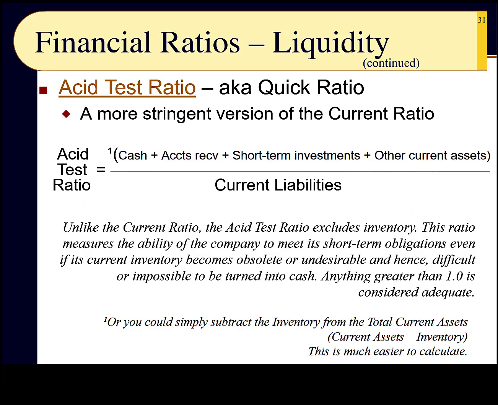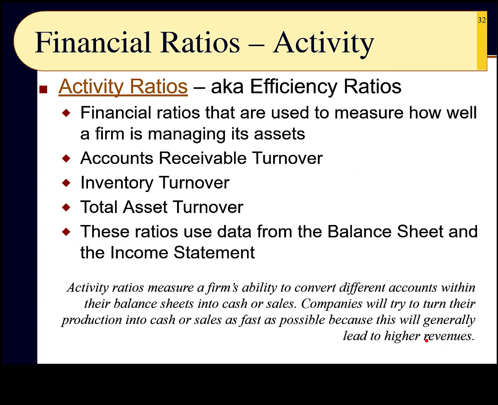And that was the acid test ratio. Simply take the current assets and subtract the inventory, or if you want to do the way that they have in the textbooks and the accounting manuals, go ahead and do that. But I like it's easier, just current assets minus inventory. All right, so those were the liquidity ratios. Now let's take a look at the activity ratios, sometimes called efficiency ratios.